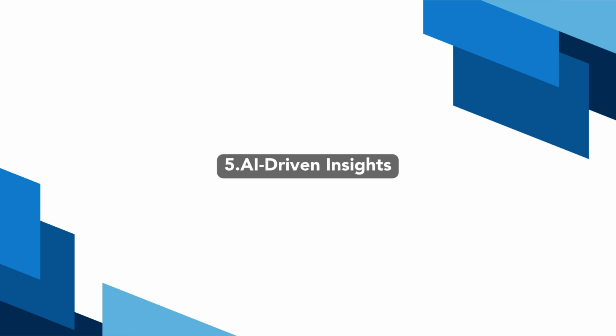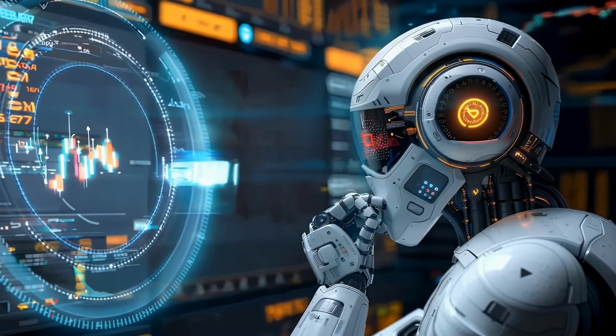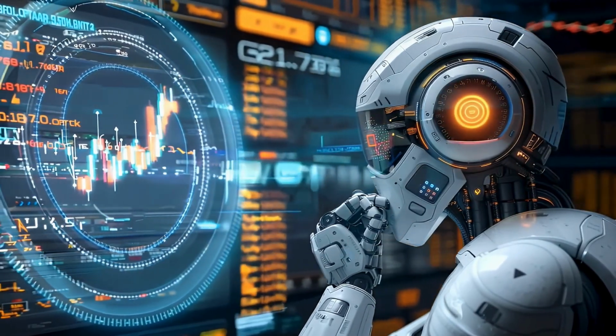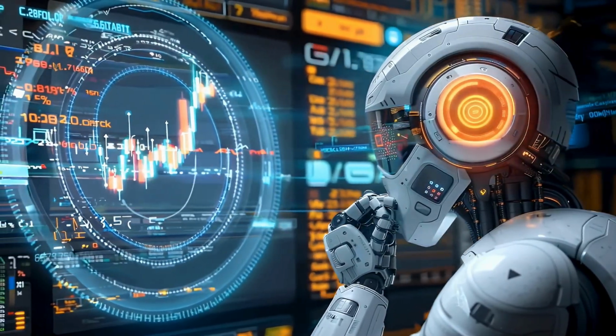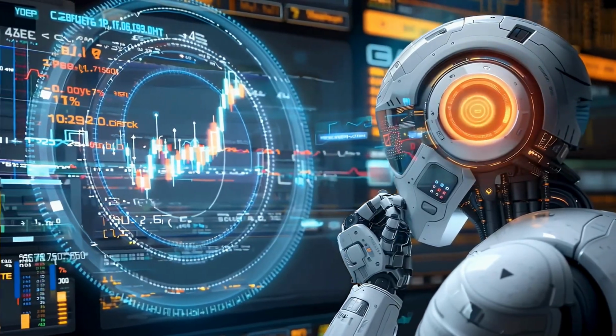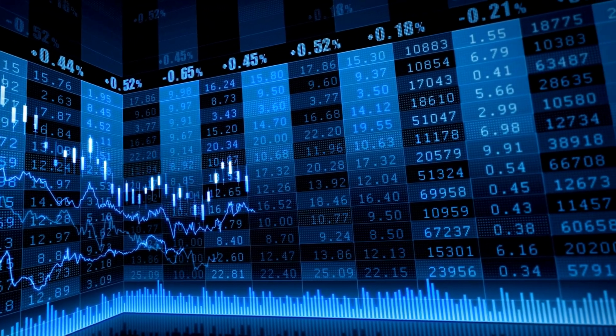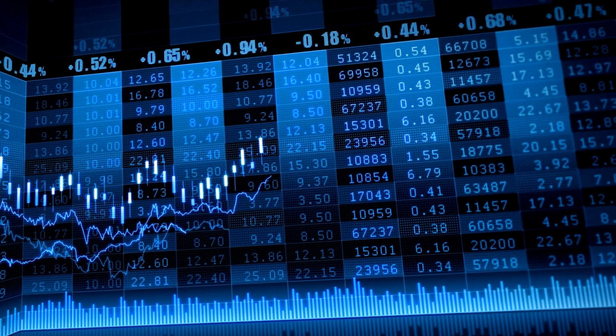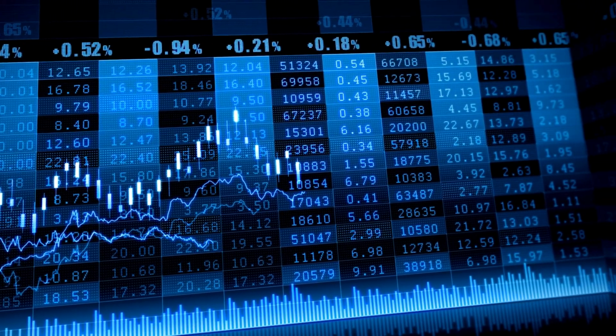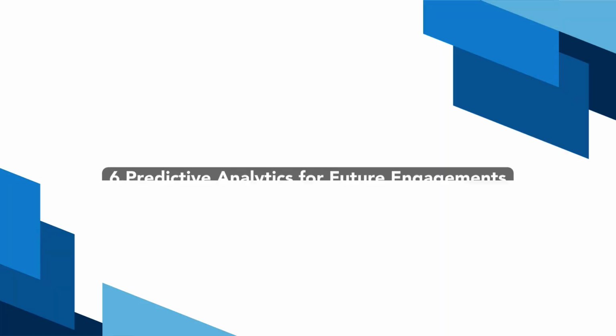AI-driven insights. After engaging with KOLs, AI can help MSLs process and analyze the vast amounts of data gathered from conversations. AI algorithms can identify trends, detect emerging issues, and generate insights faster and more accurately than traditional methods.